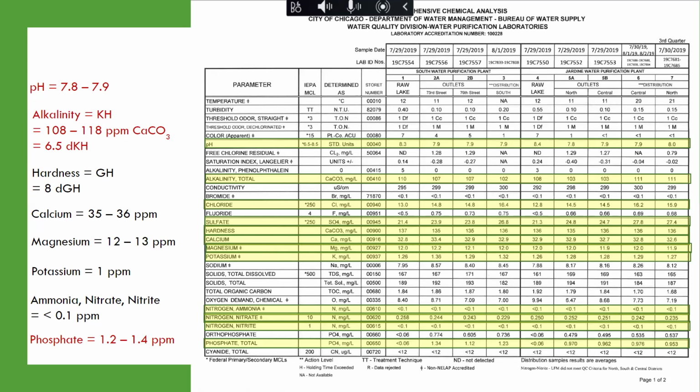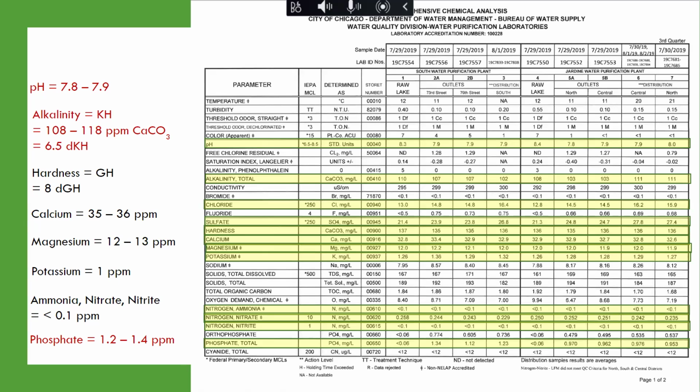Okay, hardness in terms of general hardness, 8 degrees of general hardness. That's pretty hard. And what do you have? You have 35 to 36 parts per million of calcium and about 12 to 13 parts per million of magnesium. So the ratio is not too bad, right? In terms of potassium, there's 1 part per million of potassium. Wait, what? That's one of our macros. And here it is in the water column already available at 1 ppm.